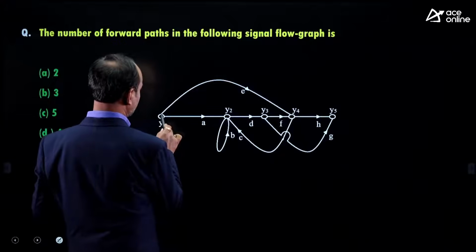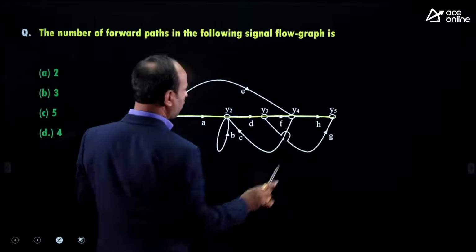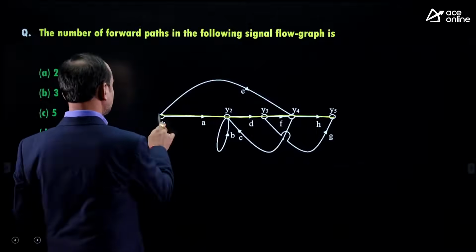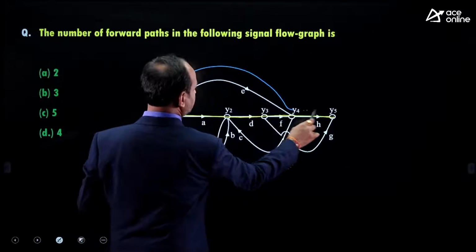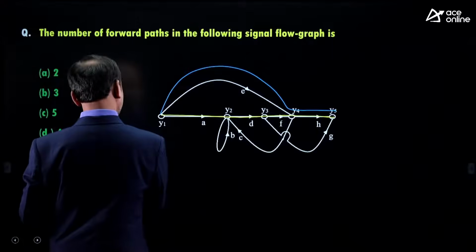Number of forward paths means from input to output. This is one forward path, no doubt. One forward path completed. Second forward path I am writing. This is the second forward path. Second forward path completed, so I'll remove these two.